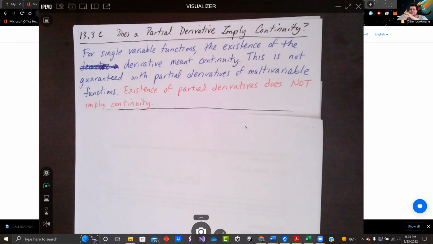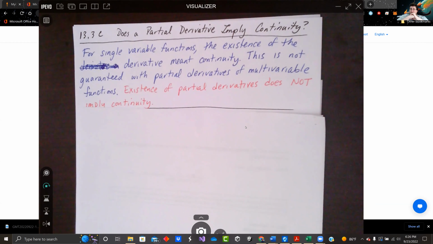Does a partial derivative imply continuity? When we did derivatives for single variable functions, the existence of the derivative meant continuity, but it's not guaranteed with partial derivatives for multivariable functions. And I really want to emphasize that. Existence of partial derivatives does not imply continuity. Let's take a look at an example.